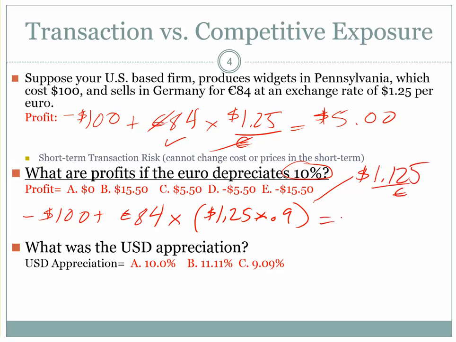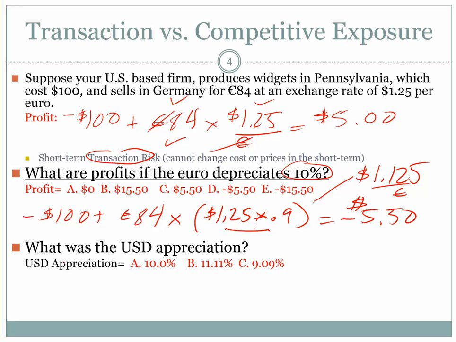And at that exchange rate, I actually lose $5.50 per widget. So that would be a transaction loss. Right? That's a transaction loss. I had an account that was sold, quoted 84 euros. I invoiced them. I expected to get $1.25, but when the account actually was paid, the exchange rate was $1.125 and not $1.25, and I lost $5.50 on that widget.